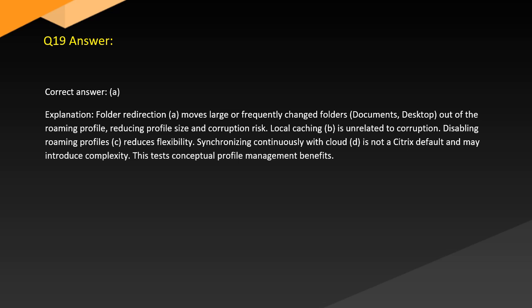Answer. Correct answer: A. Explanation. Folder redirection moves large or frequently changed folders, documents, desktop, out of the roaming profile, reducing profile size and corruption risk. Local caching, B, is unrelated to corruption. Disabling roaming profiles, C, reduces flexibility. Synchronizing continuously with cloud, D, is not a Citrix default and may introduce complexity. This tests conceptual profile benefits.